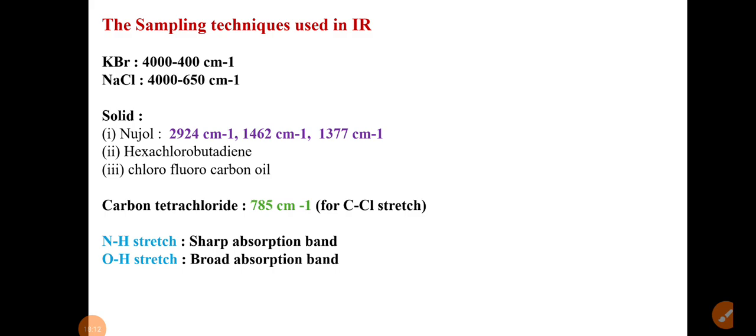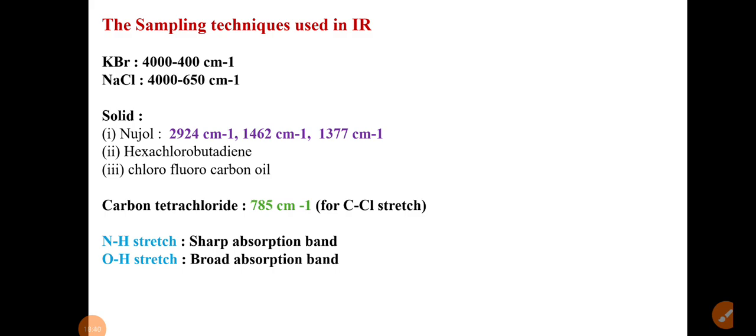So again, some solid materials, that are the mulling techniques. So in that mulling technique we are making a paste of the compound, and that we are using for the preparation of the sample. So generally in solid form, Nujol, that is the mineral oil, hexachlorobutadiene, and the chlorofluorocarbon oil. So these are the compounds we are using in the solid.